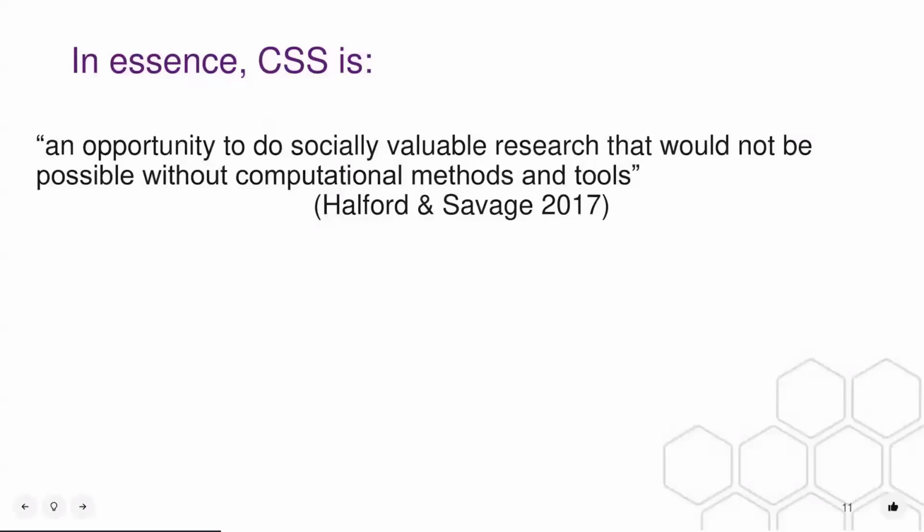So we have a really nice little quote here, which says, in essence, computational social science is an opportunity to do socially valuable research that would not be possible without computational methods and tools. So by this, I mean that we couldn't, for example, manually scan years and years of police recorded statistics to try and understand how crime rates have changed over the last 10 years. This physically wouldn't be possible to do manually, or at least it would take a long time. But with the use of computers, we can apply advanced statistics and models to understand this change in crime rates.